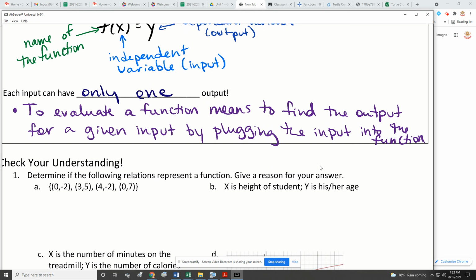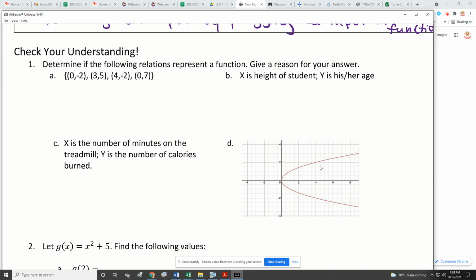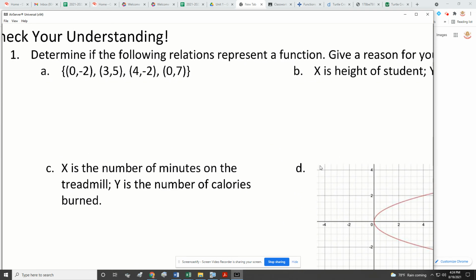Okay. So in this first example, we're going to determine whether the relation represents a function. For you to have a function, each input must have exactly one output. On this first one, I noticed immediately that 0 is paired with -2, and then 0 is also paired with 7. That cannot happen for a function. That's like the turtle being in two places. So no, this is not a function. 0 has two outputs, and that cannot happen for a function.